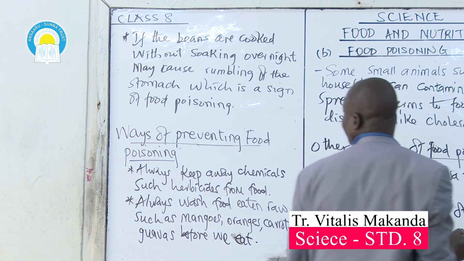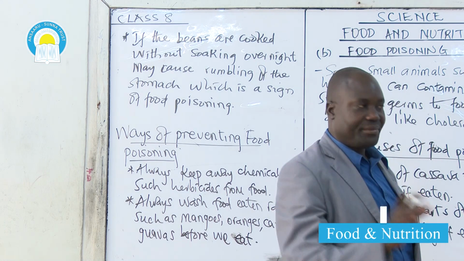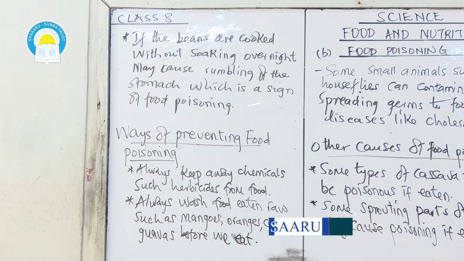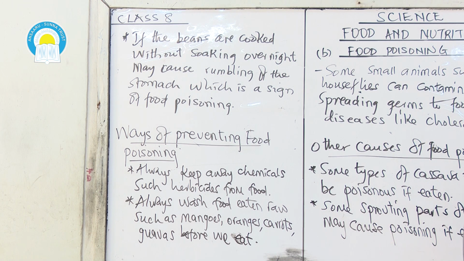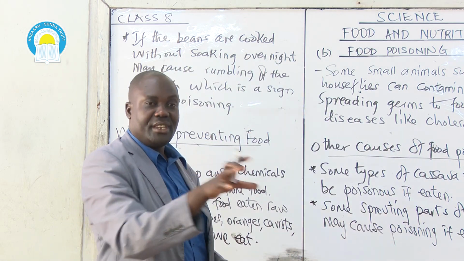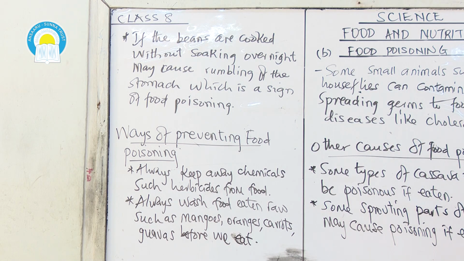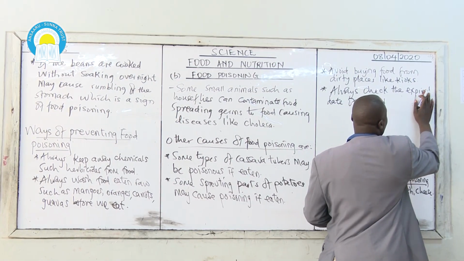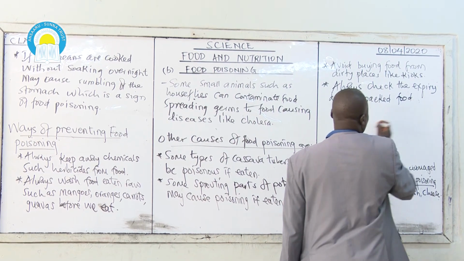Number four, we can also prevent food poisoning by always checking the expiry date of packed foods. For example, if you go to the supermarket, some foods are already cooked and packed, like meat, fish, or even chicken. So when you buy that food for eating, first check the expiry date. This one was brought in KCPE 2015 number 46. Always check the expiry date of packed food before eating.